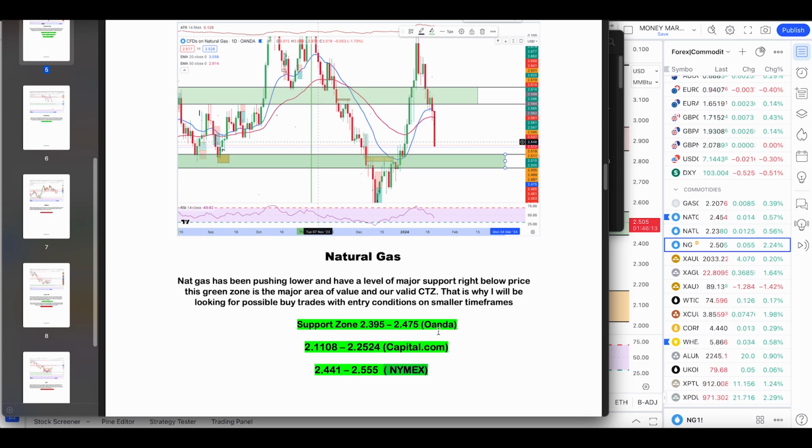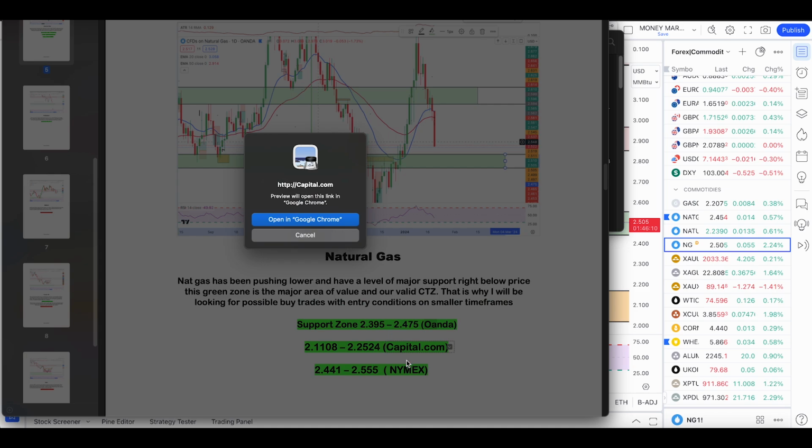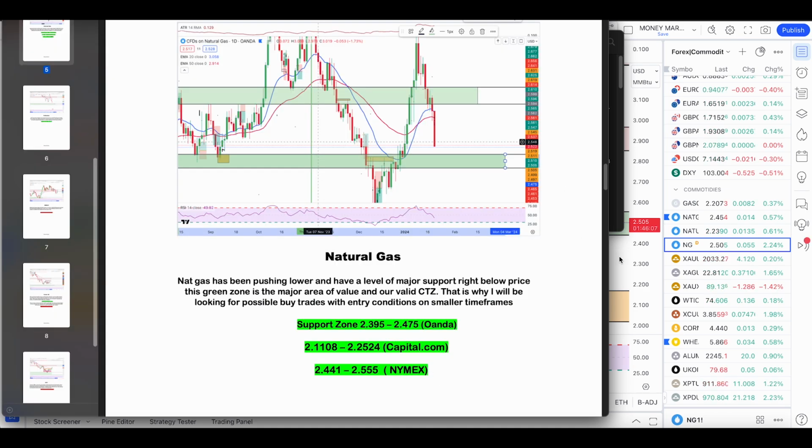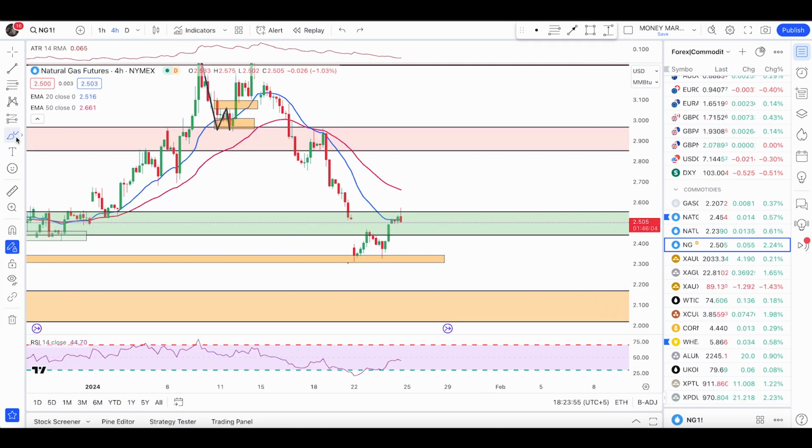But if you're someone who says, I want to trade on Oanda, I want to trade on capital.com, or I want to trade on NYMEX, that is totally fine. All you need to do is just look at your own platform and look for an entry condition on your own platform. The way I teach you, if you follow me, then you can follow the exact method.